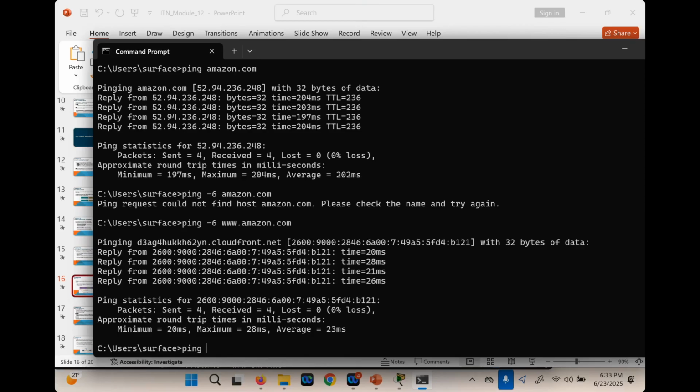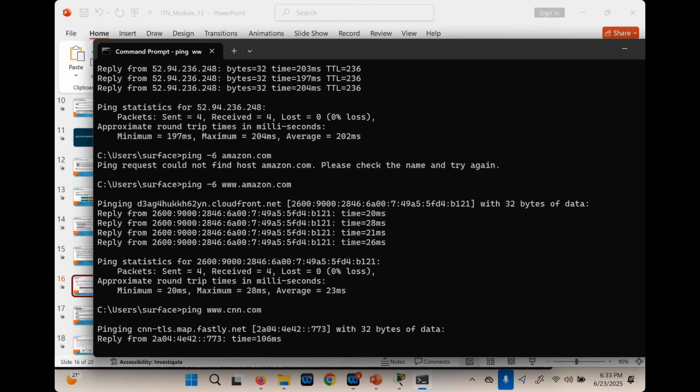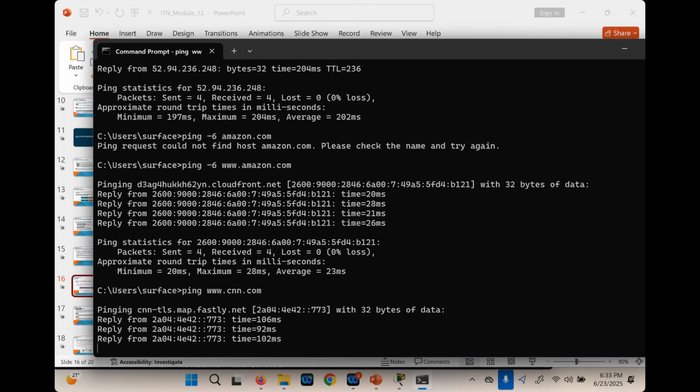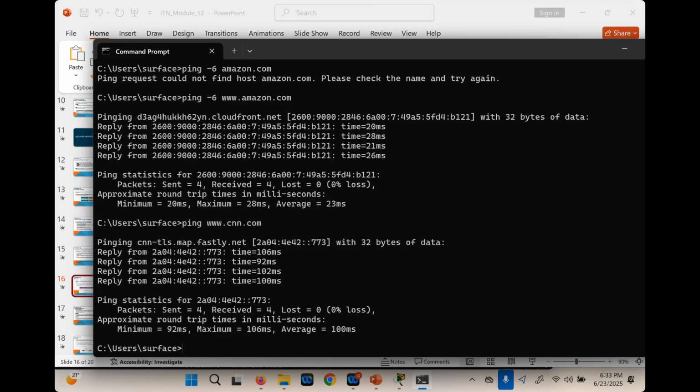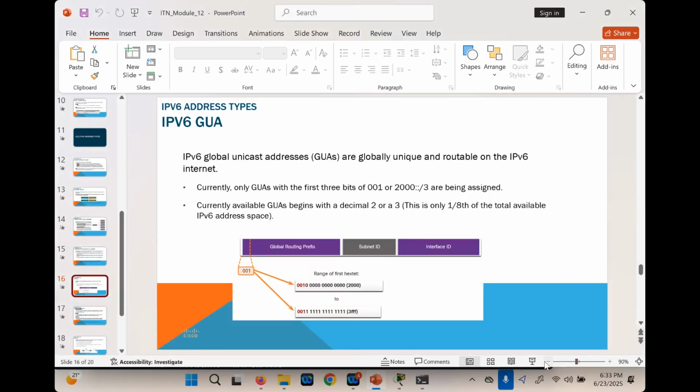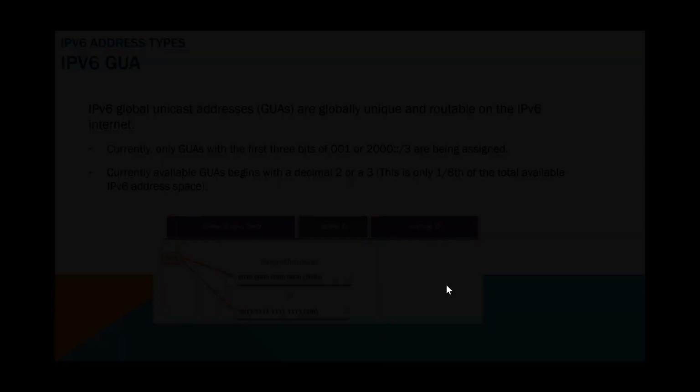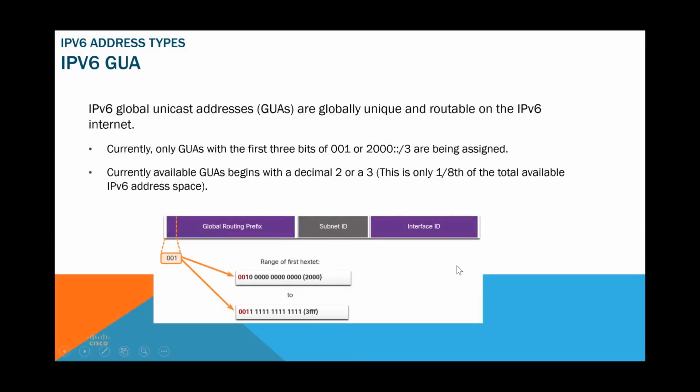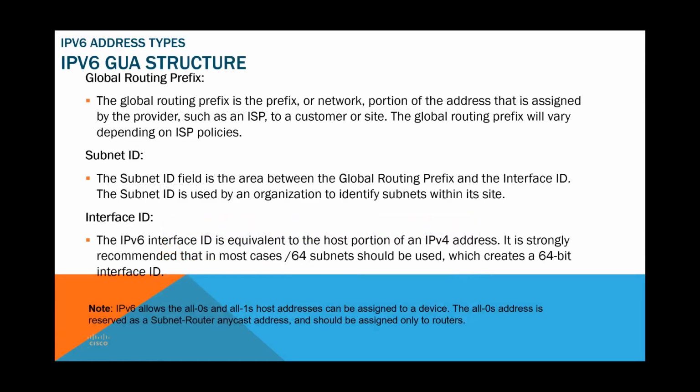Let's think, ping www.cnn.com. Okay, look at CNN. It's replying with 2A04. That is the first 16 bits. And so on. You will never see any IPv6 address now that will be outside of that range. Take note of that, guys. Okay, I've just explained this.